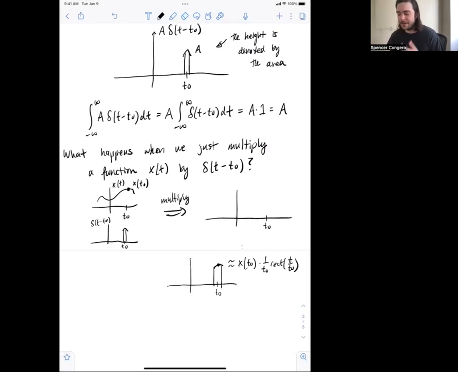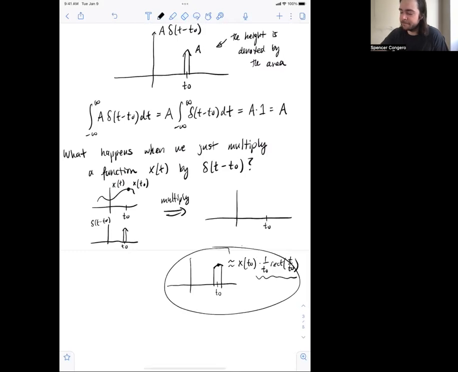And as that rect function gets skinnier and skinnier, its height looks more and more like this x of t naught value. At the end of the day, when we take that limit, this thing goes to delta, and it's just delta multiplied by that x value at t naught. All I'm saying is that we take this delta and multiply it by the value x of t naught at the location where the delta function is sitting on the t-axis.